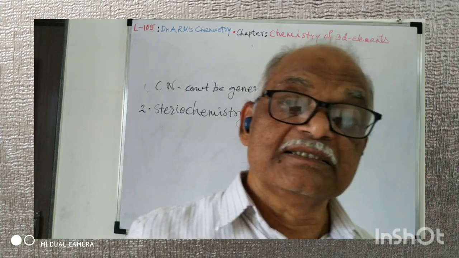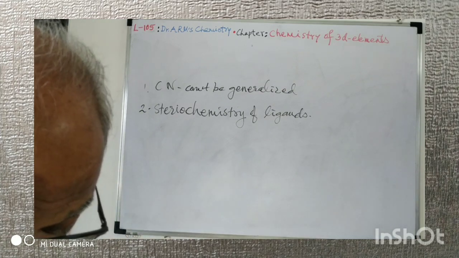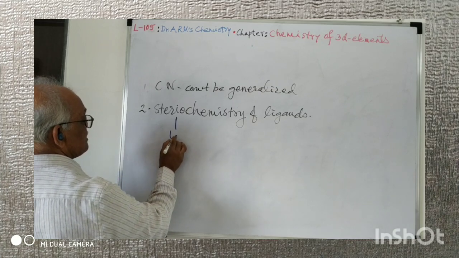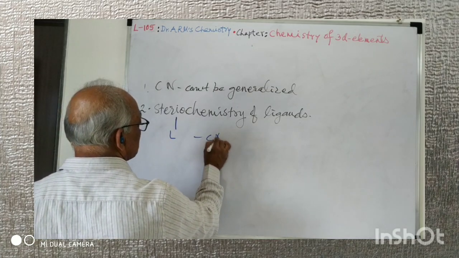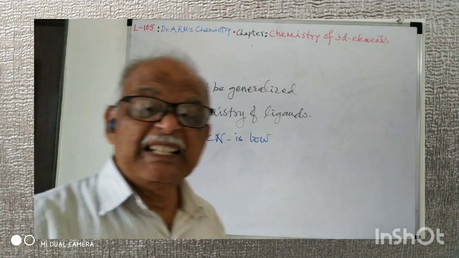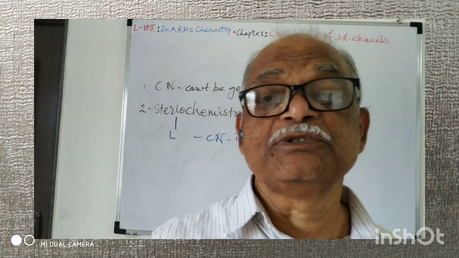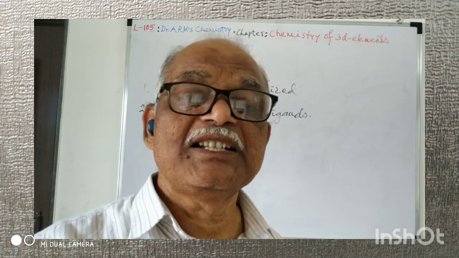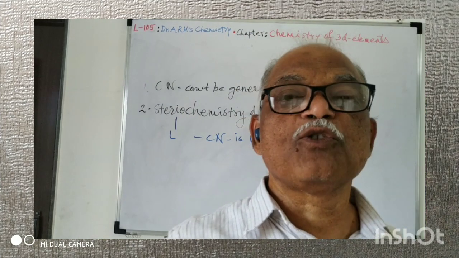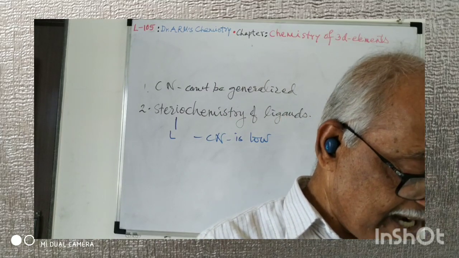So when the ligands are stereochemically bulky, the coordination number is low. Means when the ligands are bulkier in size, the number of ligands that can be arranged around the nucleus is limited, and that is why it is said that the coordination number is low. We cannot accommodate a large number of ligands if their size is larger.